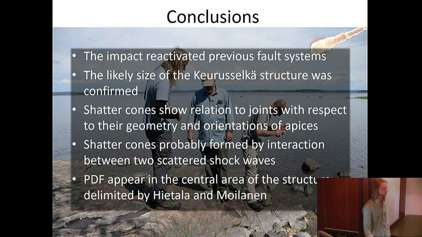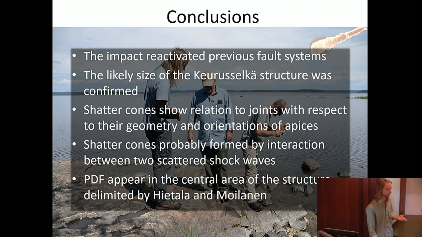Let me answer the latter question first. Of course, there was reactivation of root zones, which created further joints. But that does not mean that all the joints inside the impact structure were created by the impact. So there were definitely pre-existing joints there too, on which the shatter cones could form.